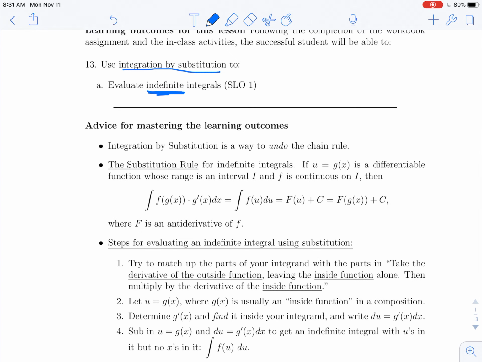Advice for mastering the learning outcomes. Integration by substitution is a way to undo the chain rule.